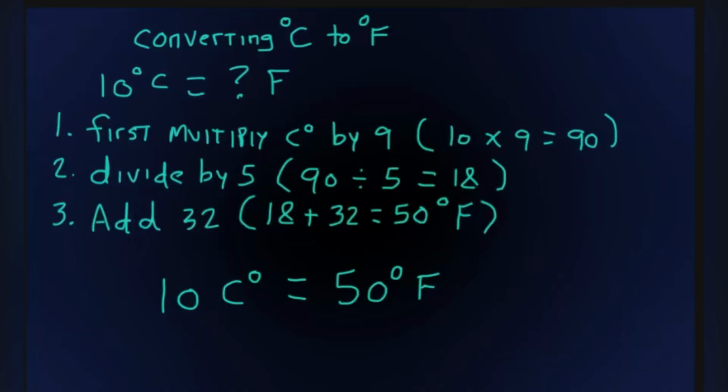And if you were to convert Celsius to Fahrenheit, say you got 10 degrees Celsius, first multiply the Celsius by 9, so 10 times 9 is 90. Divide it by 5, so 90 divided by 5 is 18. And then add 32. 18 plus 32 equals 50. So 10 degrees Celsius equals 50 degrees Fahrenheit.